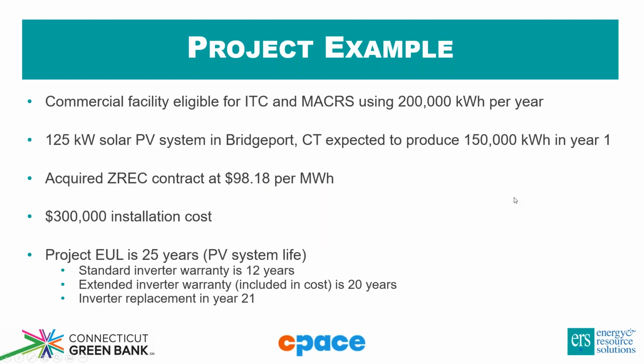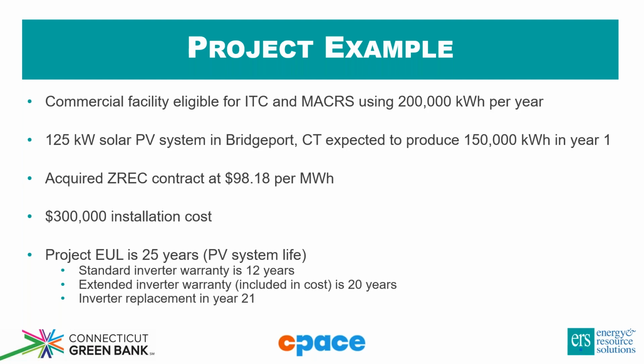So the example project that we're going to be talking about is a commercial facility that's eligible for income tax credits and maker's depreciation. So that's accelerated depreciation, that currently uses 200,000 kilowatt hours per year. The proposed solar PV system is a 125 kW system, and the facility is located in Bridgeport, Connecticut. The PV system is expected to produce 150,000 kilowatt hours in year one. They have acquired a ZREC contract at $98.18 per megawatt hour. As you know, one ZREC is equal to 1 megawatt hour.